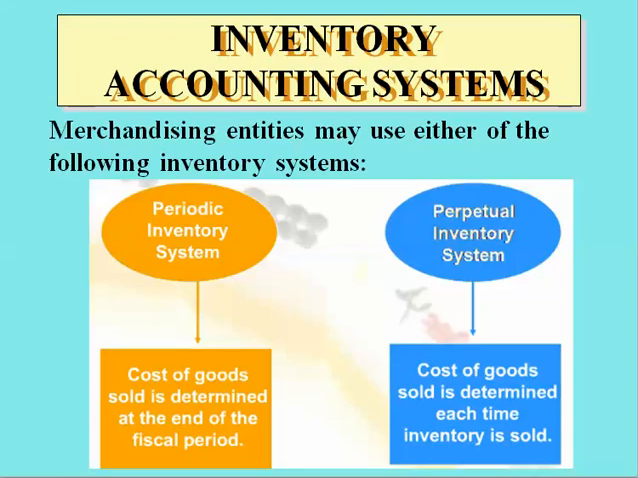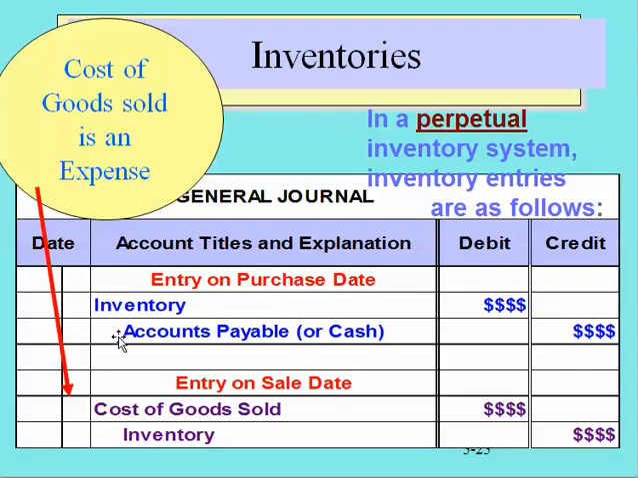So when we buy merchandise and bring it into the business, this would be our journal entry. We would debit inventory, which is an asset, so we're increasing our asset inventory, and we credit cash, which is also an asset, or we credit accounts payable, which would be a liability, at which point we would have to pay that eventually at some point with cash.